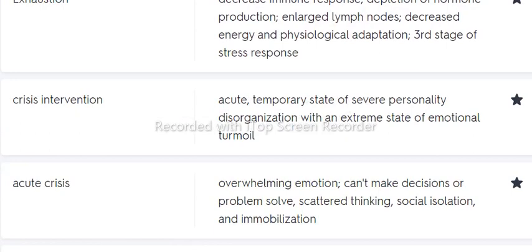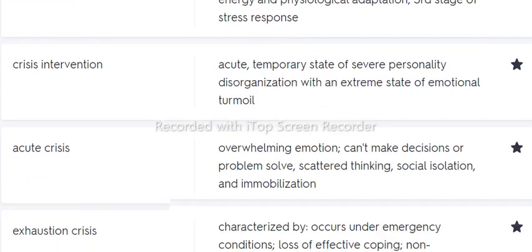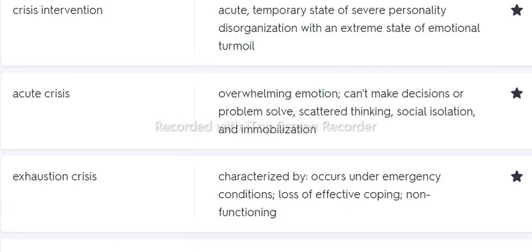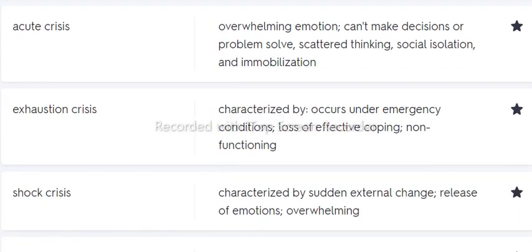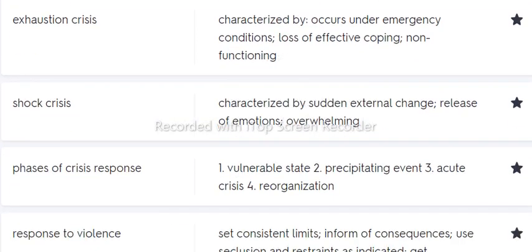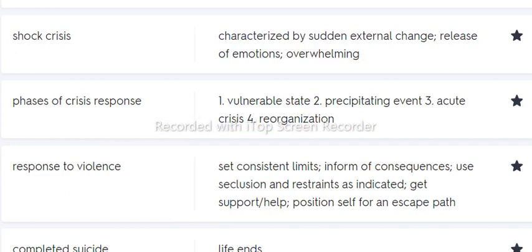Crisis intervention, acute, temporary state of severe personality disorganization with an extreme state of emotional turmoil. Acute crisis, overwhelming emotion, can't make decisions or problem solve, scattered thinking, social isolation, and immobilization. Exhaustion crisis, occurs under emergency conditions, loss of effective coping, non-functioning. Shock crisis, characterized by sudden external change, release of emotions, overwhelming. Phases of crisis response. 1. Vulnerable state. 2. Precipitating event. 3. Acute crisis or reorganization.